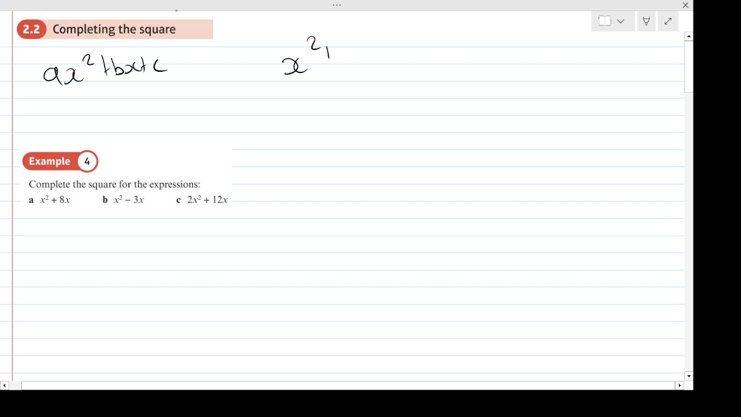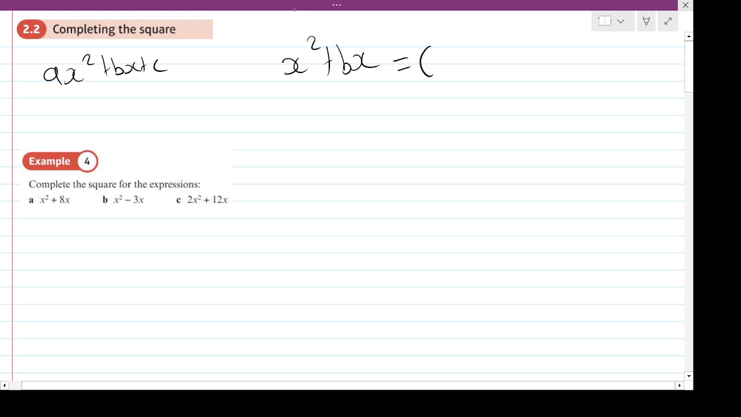Let's look at a very simple form here: x squared plus bx. Very simple type of quadratic. If we complete the square, then that's saying it's in this form here. So we have x plus b over 2 squared. So what we've done here is we've got our x, and then we halve the b, the coefficient of x. We halved b, and then we subtract that number squared, so b over 2 squared. Okay, and that's generally the form.